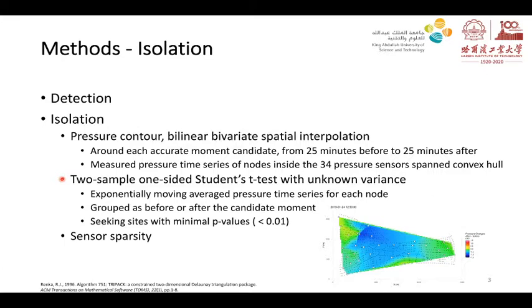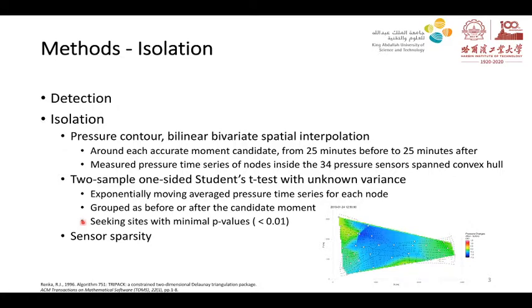Firstly, we perform exponential smoothing. Then, the series were grouped as before or after the candidate. That is also forming the 2 samples to be statistically tested. Those with both pressure drop and minimal p-values were isolated.